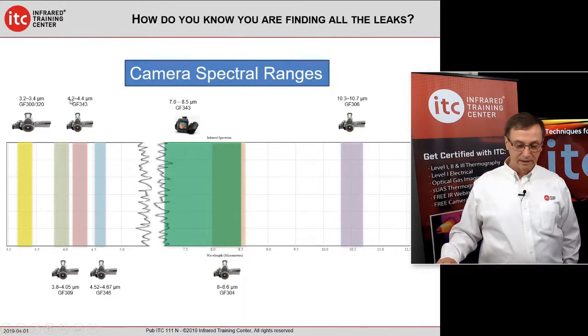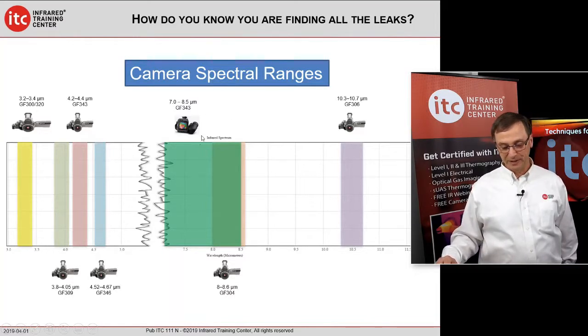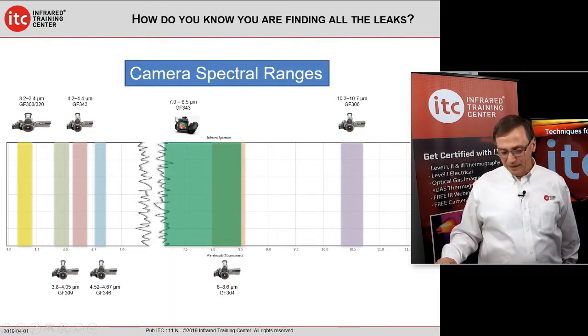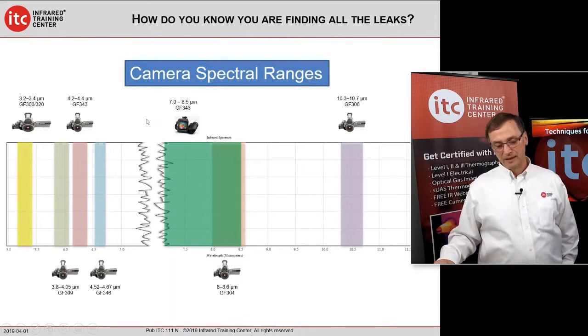Courtesy of Craig O'Neill, we have a great image up through here of where the different cameras operate. The GF320, and we should add in the 620 here. They operate from 3.2 to 3.4 microns, and so on and so forth. The 309, the 343, the 346, the new uncooled GF77, that's mislabeled here. That's a GF77, and the 304, et cetera. So we have a bunch of cameras that are available for the user to take a look at.